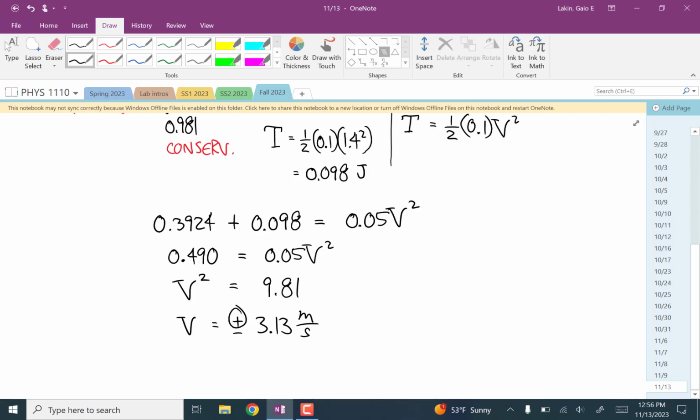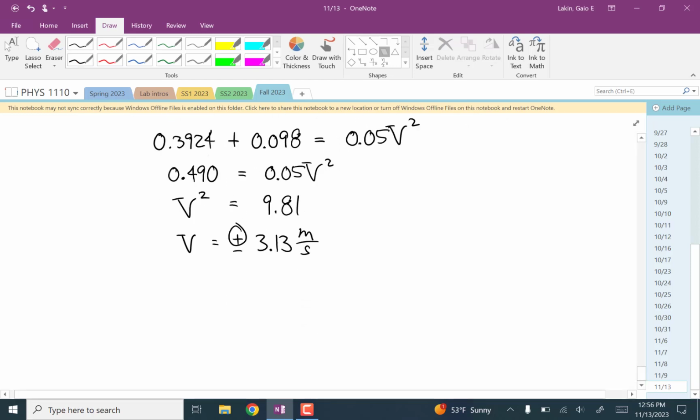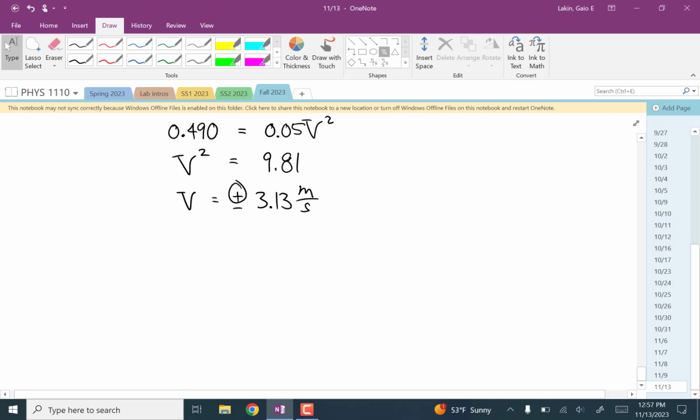Okay, so if this thing is going the slowest it can possibly go and stay in the circle, it's going 1.4 meters per second at the top of the circle. It's going 3.13 meters per second at the bottom of the circle. The bottom of the circle is where that string is likely to break. That's where the string is under the most stress, okay? So now we're going to do a circular motion analysis at the bottom of the circle and figure out what that cable force is.